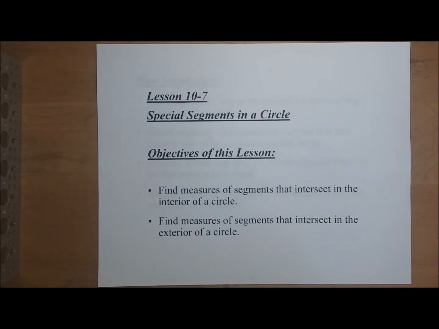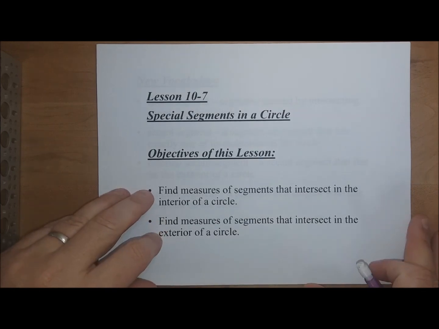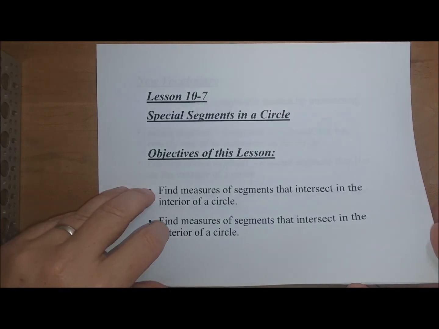All right, guys, next lesson on circles is 10-7, special segments in a circle. In our last lesson, we focused on what happens when secants and tangents intersect inside and outside the circle and what angles they form. Now we're going to focus on how to find the lengths of the segments that secants and tangents create when they intersect inside or outside the circle.